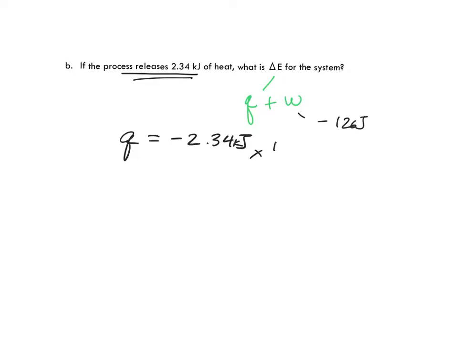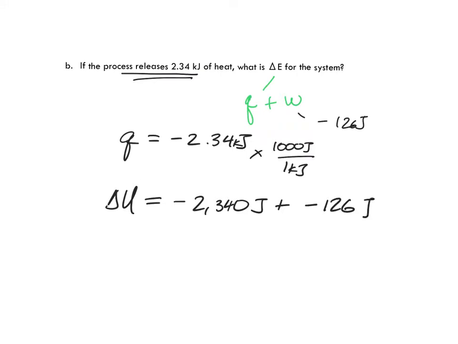There are 1,000 joules in 1 kilojoule. So the total energy change will be negative 2,340 joules plus negative 126 joules. We only have 3 significant figures here. Our final answer is negative 2,470 joules.